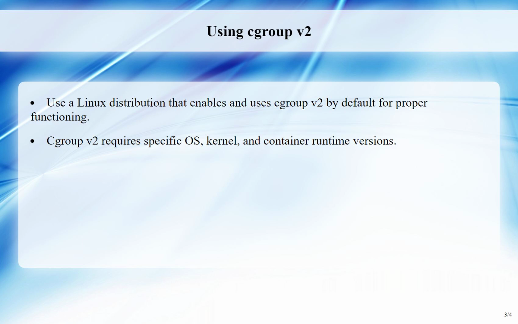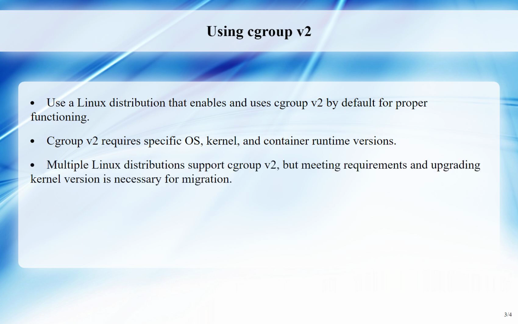Cgroup v2 has specific requirements, including having an OS distribution that enables cgroup v2, using a Linux kernel version 5.8 or later, and ensuring that the container runtime supports cgroup v2, e.g. containerd v1.4, CRI-O v1.20. Several Linux distributions, such as Container Optimized OS, Ubuntu, Debian GNU/Linux, Fedora, Arch Linux, RHEL, and RHEL-like distributions, support cgroup v2. To migrate to cgroup v2, the requirements must be met, and the kernel version must be upgraded to one that enables cgroup v2 by default.